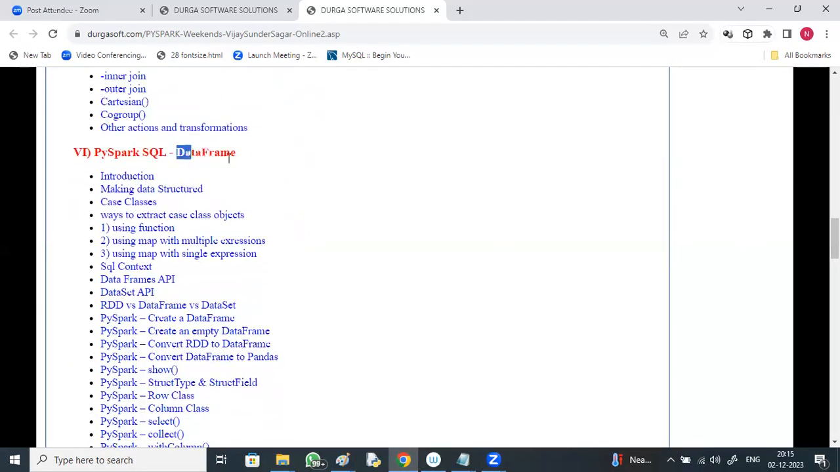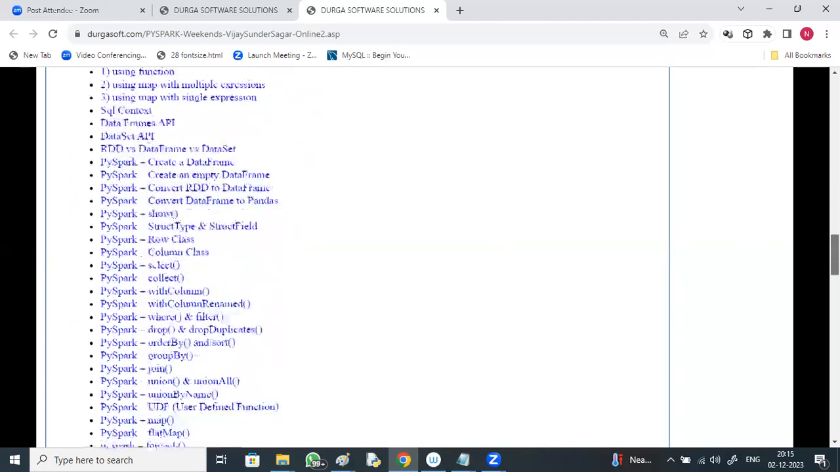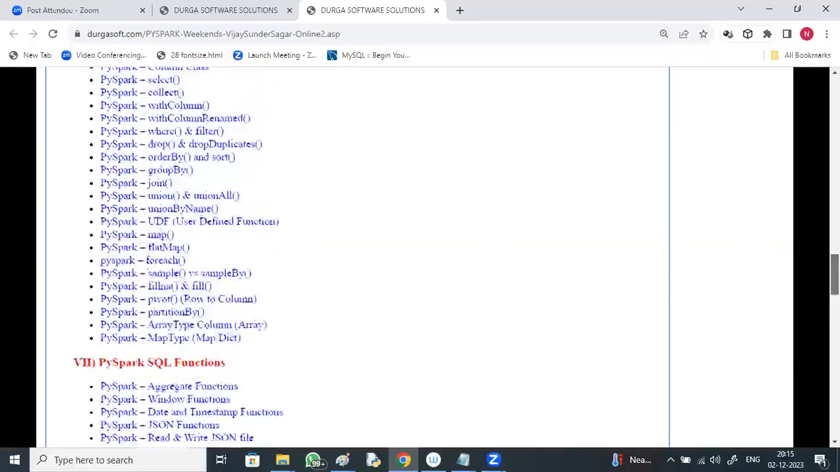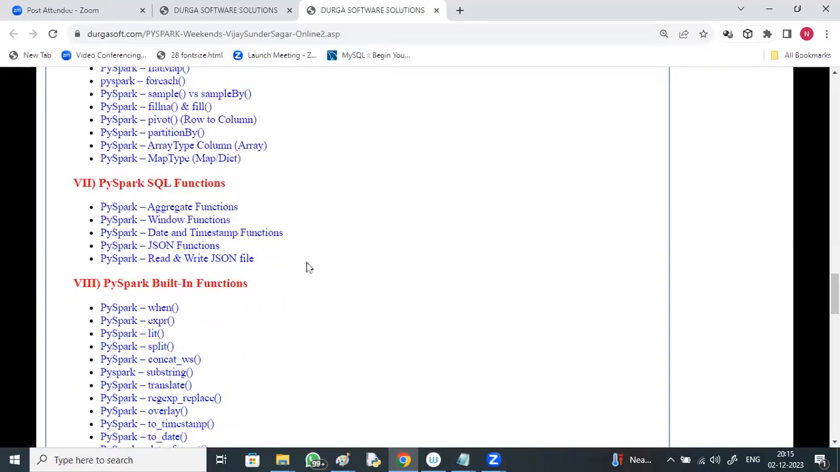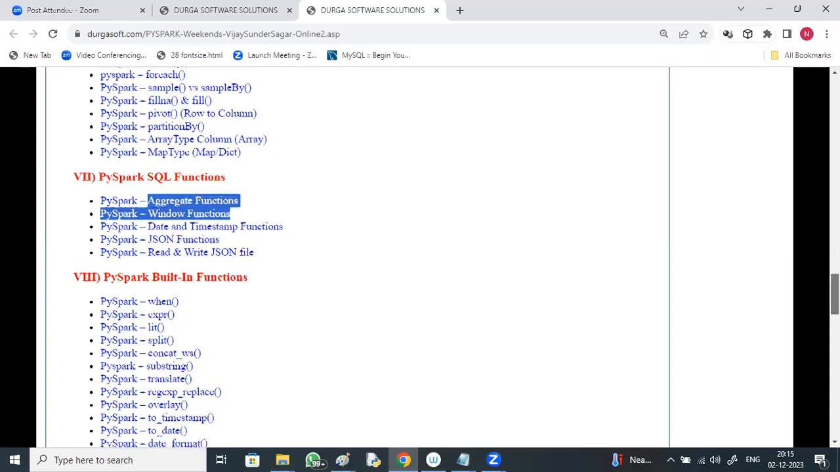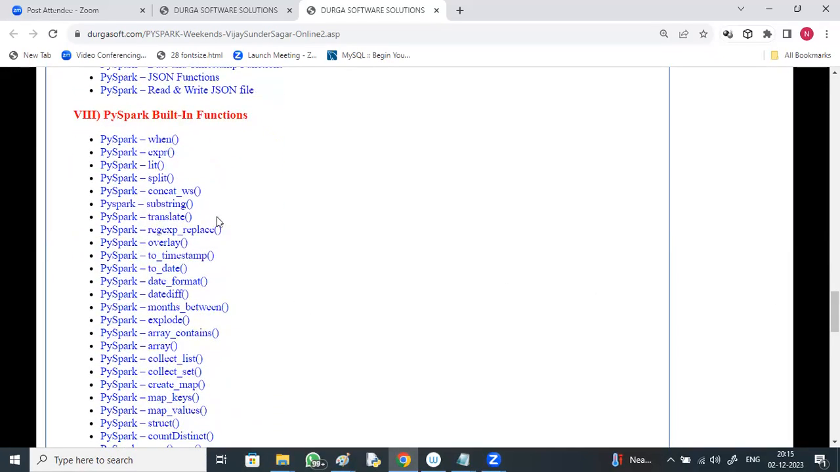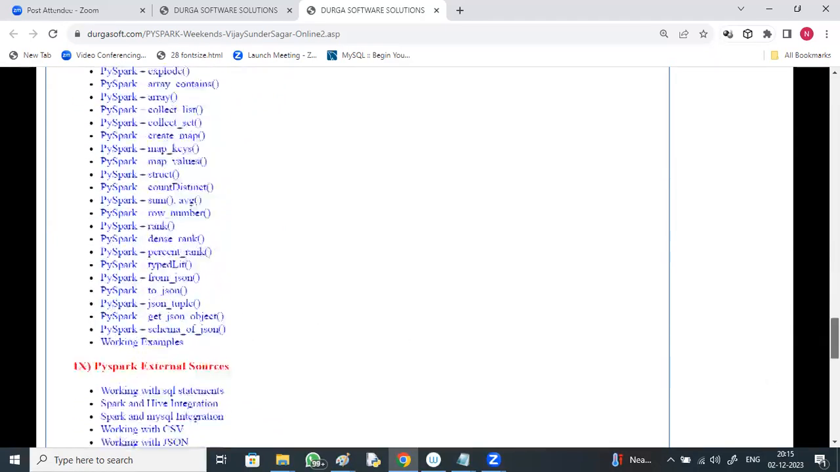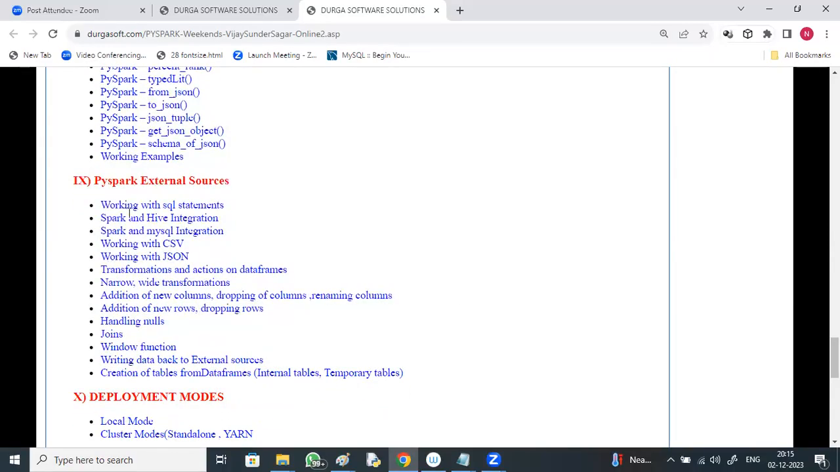And PySpark data frames. Mainly this is important: data frame concepts, making the data structure, data frame, creating a table structure and various data frame APIs. What are the inbuilt features in the data frames? The APIs, one by one with working examples. And the SQL functions, if you want to perform pure SQL kind of querying. And also there are some PySpark provided aggregate functions, window functions, date functions, timestamp functions, JSON functions, and the inbuilt functions of PySpark. You don't need to write code; we have many inbuilt functions. All these we will be discussing, and PySpark external sources.